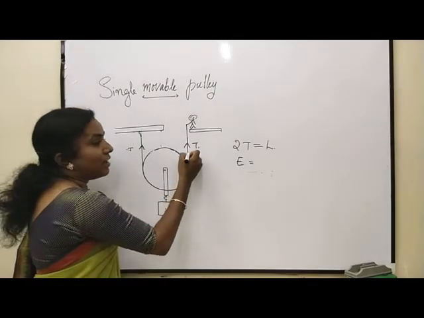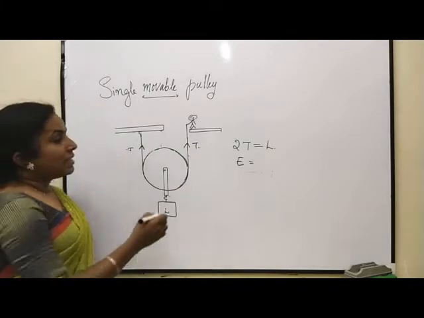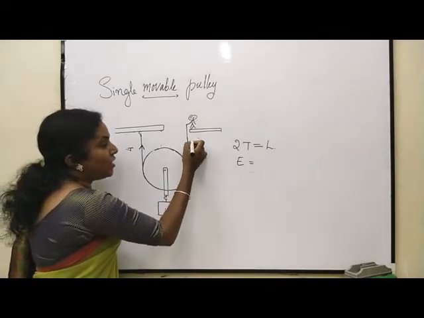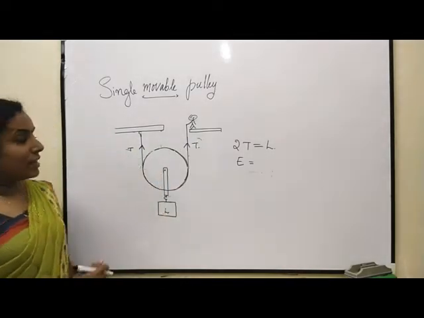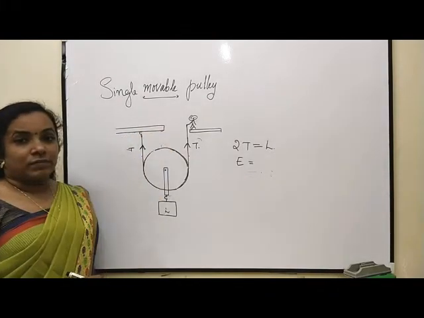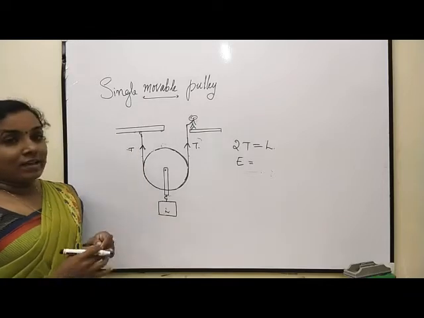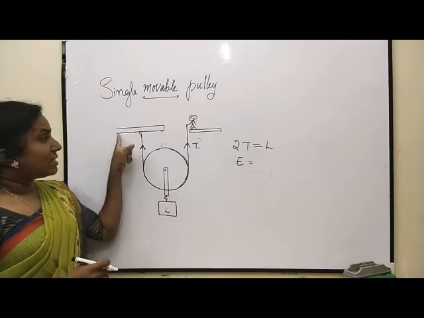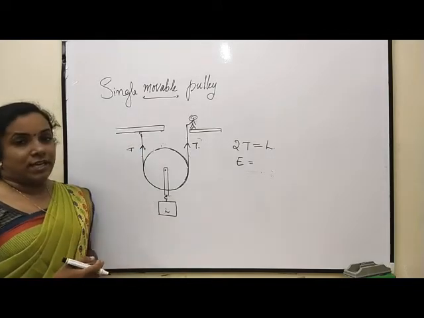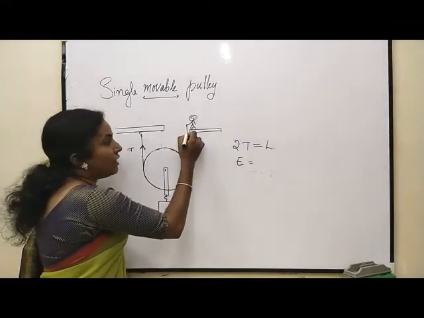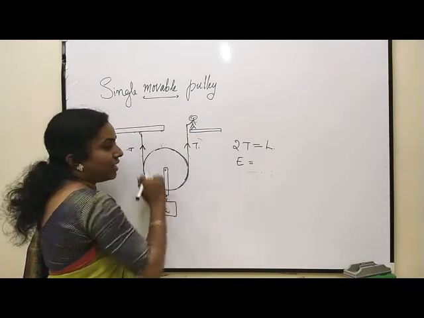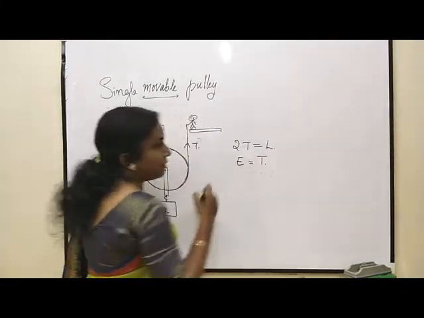Effort is given here, and that means the effort has to balance the tension of this free end. The tension of this side will be balanced by the rigid support. We are supporting this rope on a rigid frame, so that this rigid frame gives a reaction force to balance this tension. And the effort we have given must be equal to the tension of this free end. So effort is equal to T.